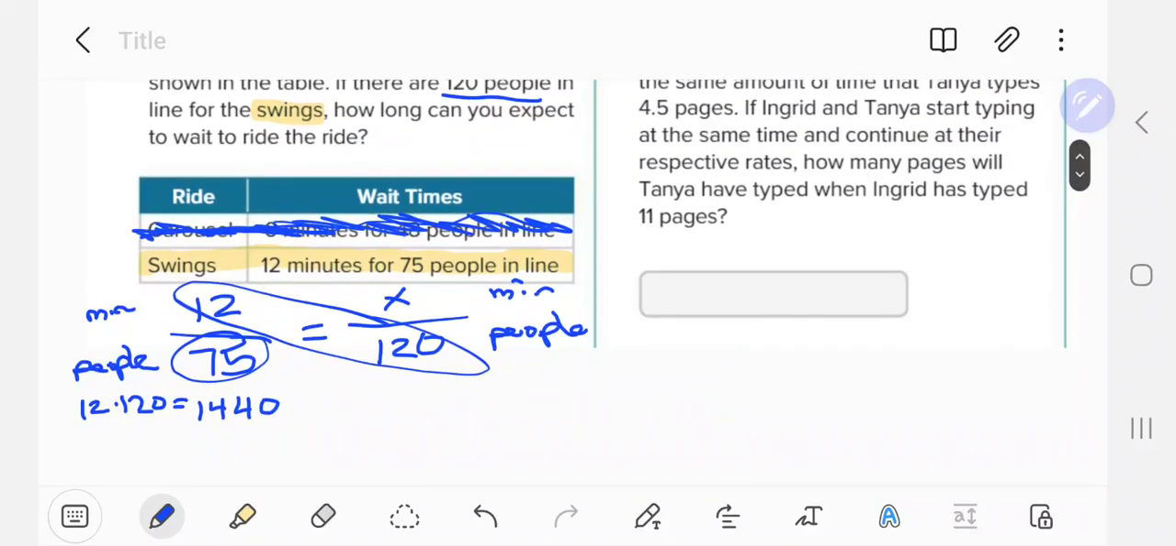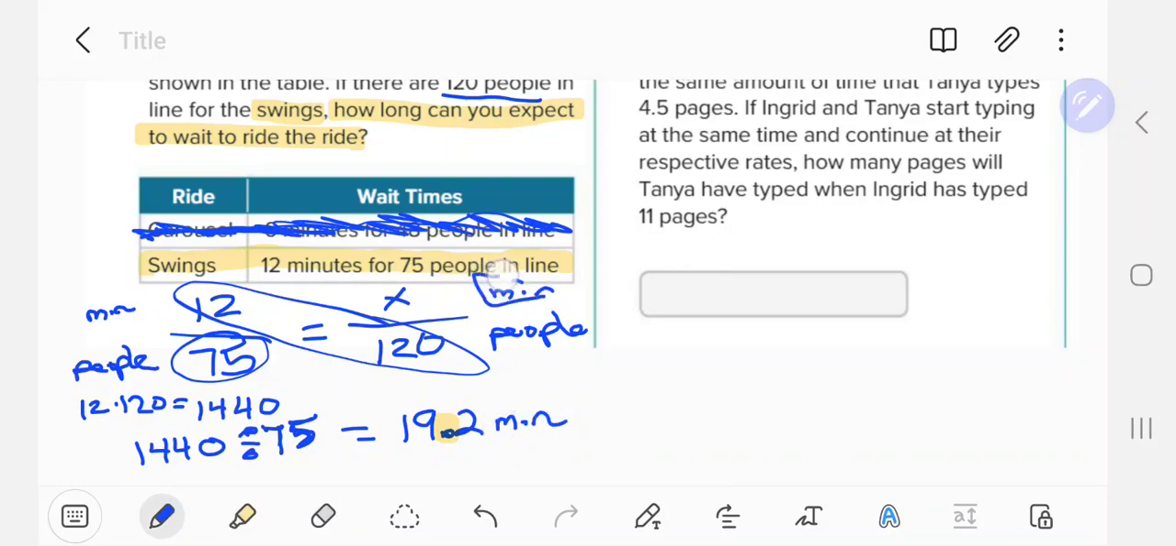And then we're going to take that and divide 1440 by the remaining number, which is 75. And what we get there is 19.2. So we go back to the question that was asked. It says, how long can you predict this to wait for the ride? So our answer is going to be 19.2 minutes, right? Because that's what we're trying to find, how long it would take for that ride to happen.